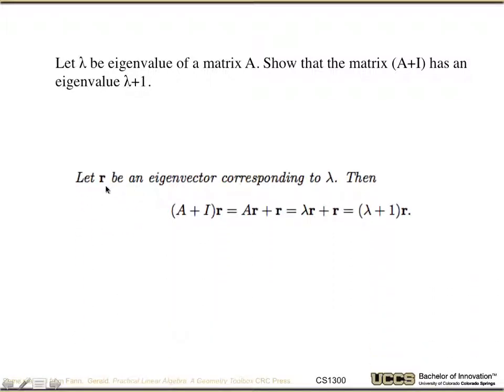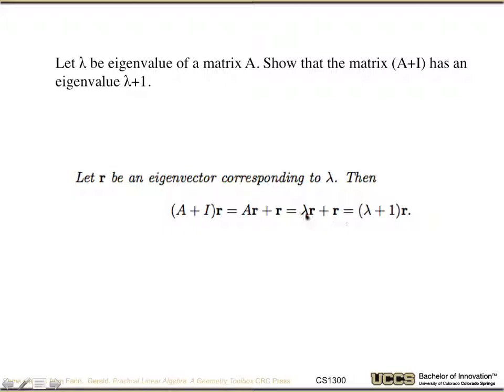So if we assume R is the eigenvector corresponding to lambda associated with A, it exists. Every eigenvalue has an eigenvector. Well, now let's just use that for a second. We're going to take A plus I times R, and let's see what that equals. That's equal to AR plus R, because I can distribute. But since R is an eigenvector associated with lambda, AR is just lambda times R, plus R.